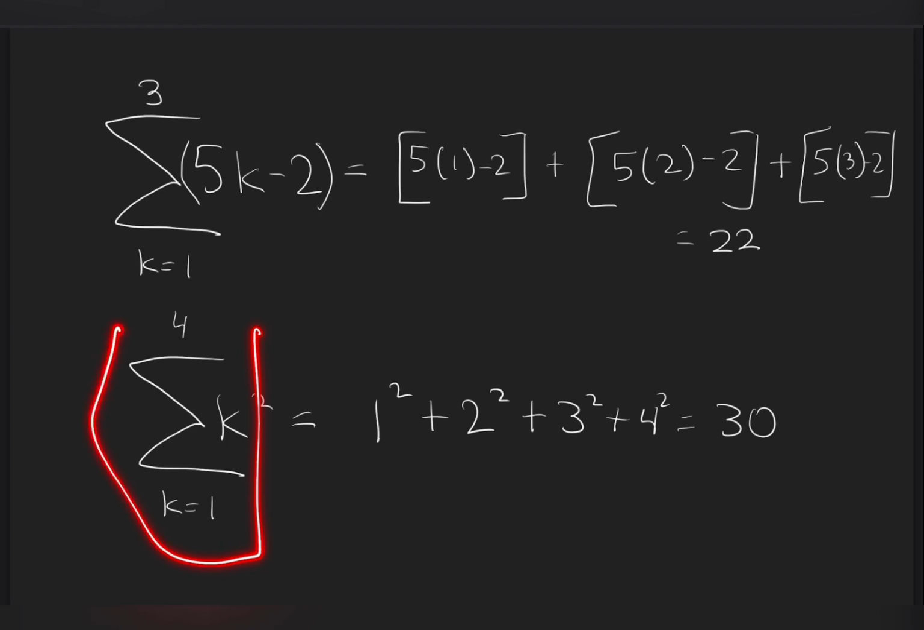All right, here's another example. If k is squared and we're going from 1 to 4, it would be 1 squared plus 2 squared plus 3 squared plus 4 squared, which would then be 30. So this right here is equivalent to 30.